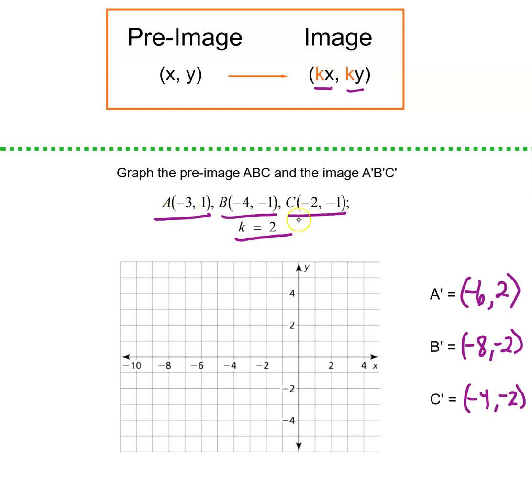So I'll graph ABC first. So (-3, 1), and I'm going to label it A. (-4, -1) is B, and C is (-2, -1). I'm going to go ahead and sketch that. And then we'll graph these three. (-6, 2) is going to be A prime. (-8, -2) is B prime. And then C prime is (-4, -2). And I can connect those. And so that's my new shape. We see that it is an enlargement. It's got a scale factor of 2.